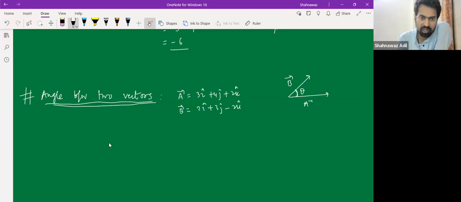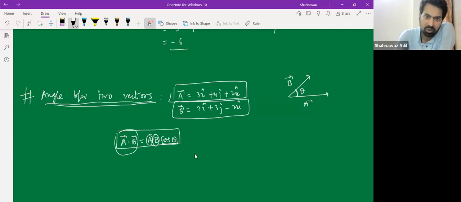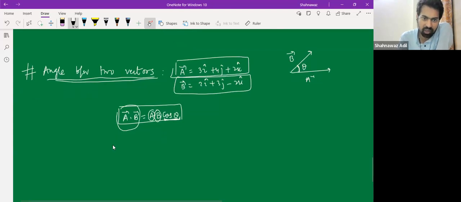So we can use the dot product to find the angle between two vectors. The dot product A dot B is AB cos theta, and this theta is the angle between A and B. Right, guys? Yes, sir. So we can calculate the magnitude of A, the magnitude of B, and A dot B also. So the only unknown part is this one. Understood? Yes, sir.